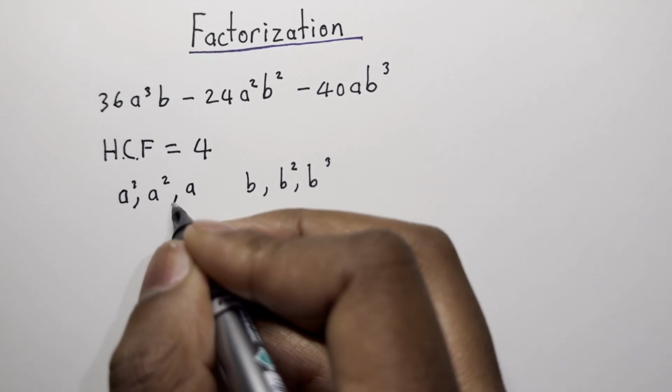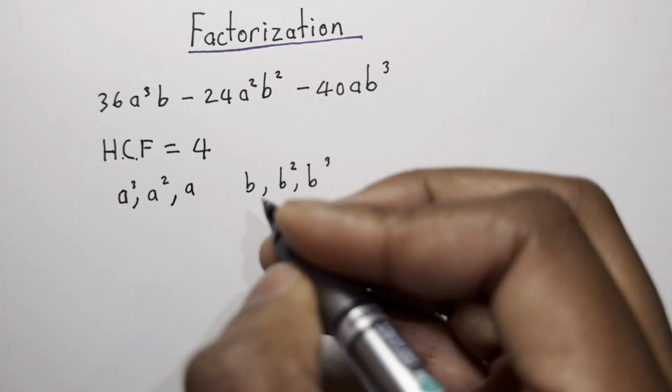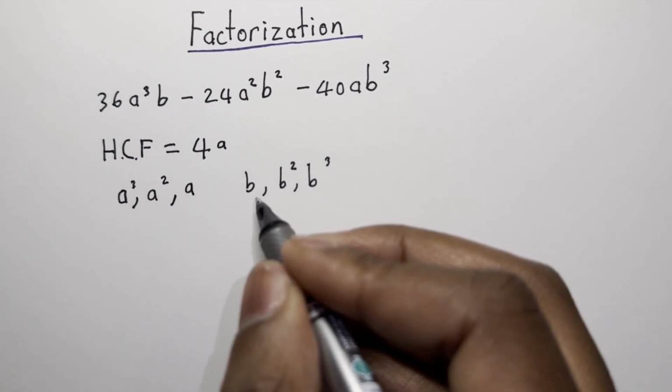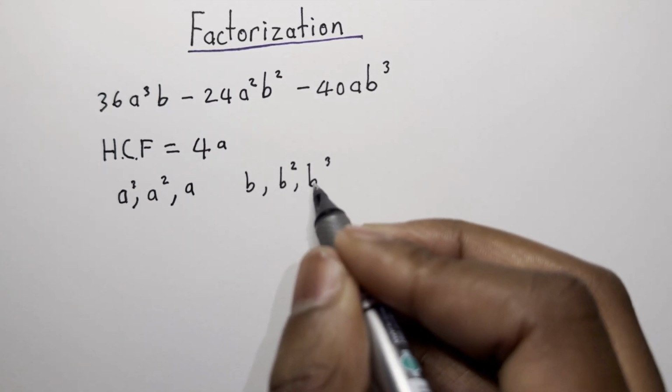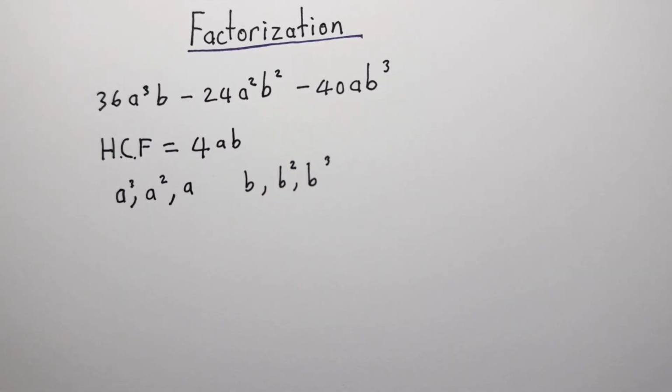Which one is the least? A. And for this, it's B. Therefore, the HCF for the entire expression is 4AB.